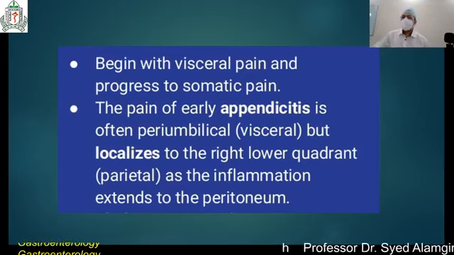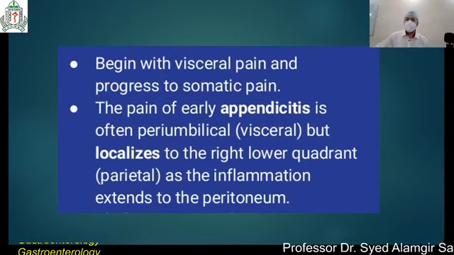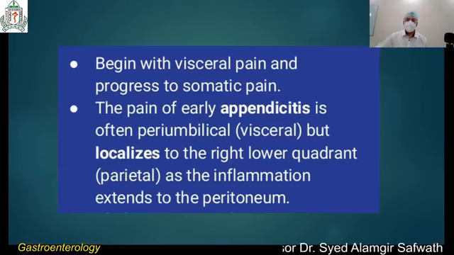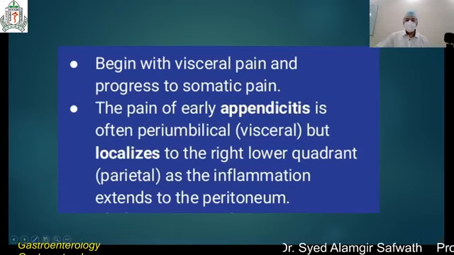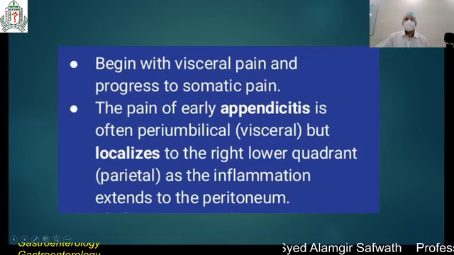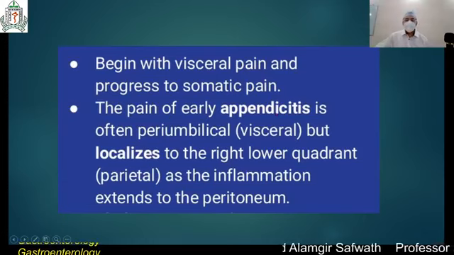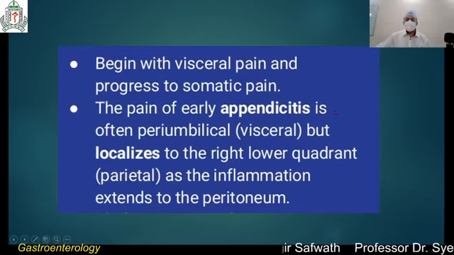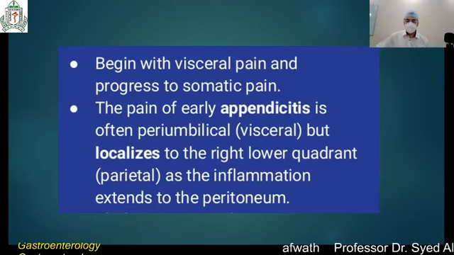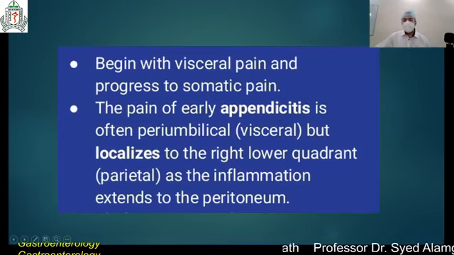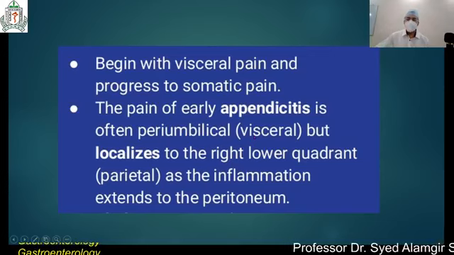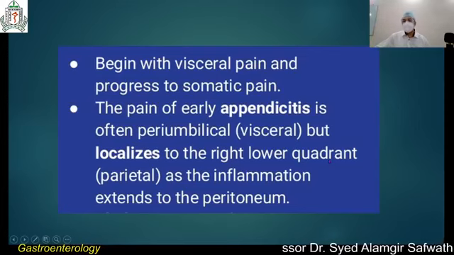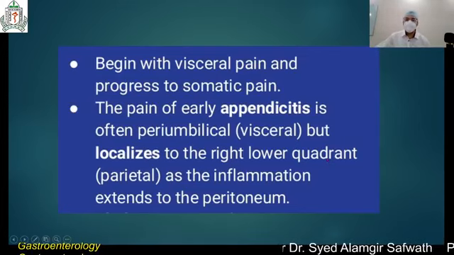Some pain has contribution from both visceral and somatic types of pain: it begins as visceral pain and gradually progresses to somatic pain. We can take an example, like acute appendicitis. We used to say that the pain of acute appendicitis is periumbilical, then it settles to the right iliac fossa. But why does it happen? Because the pain in early appendicitis is often periumbilical. It is visceral pain, but it localizes to the right lower quadrant when the inflammation also involves the peritoneum.